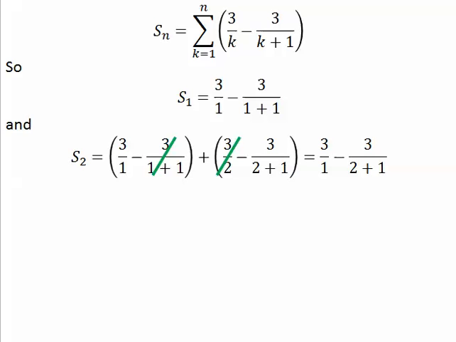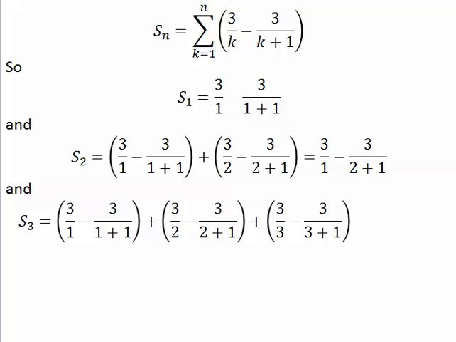Let's look at S sub 3. S sub 3, I've got the k equals 1 term, the k equals 2 term, and the k equals 3 term. And what I'd like to do now is just think about what kind of cancellation I can do. As before, everything in the middle cancels, and I'm just left with the first number minus the last number.